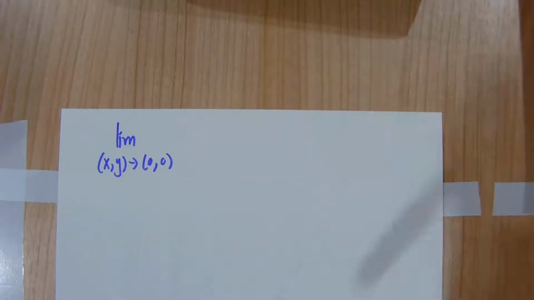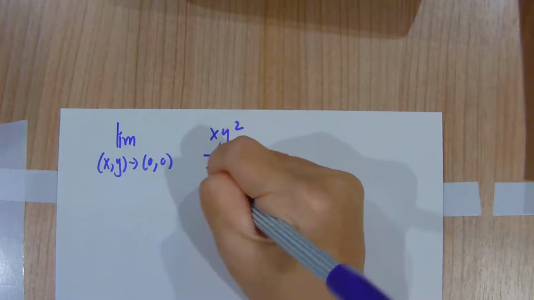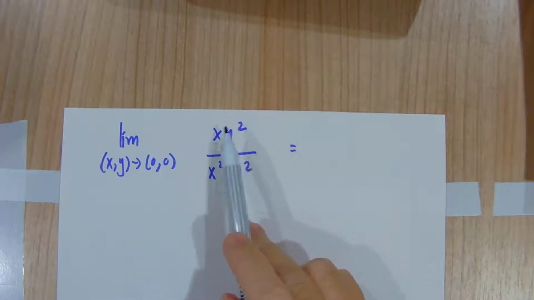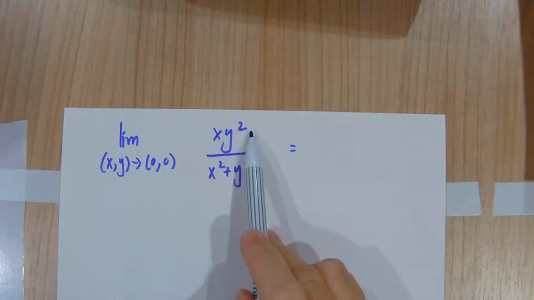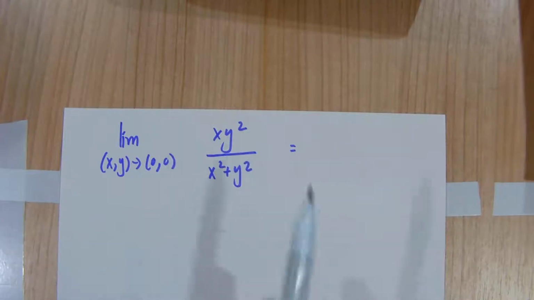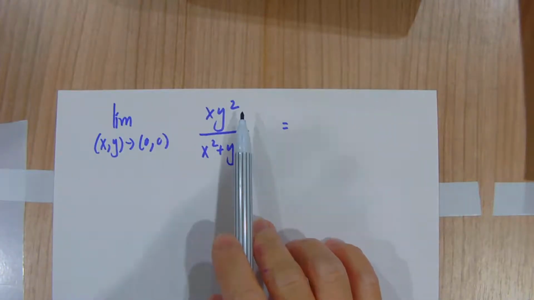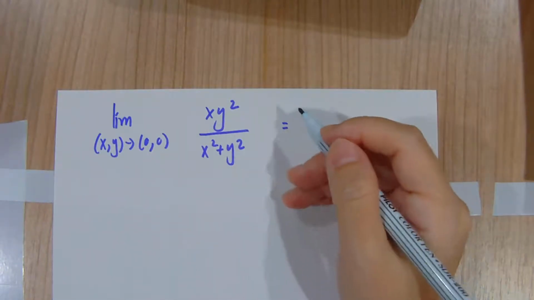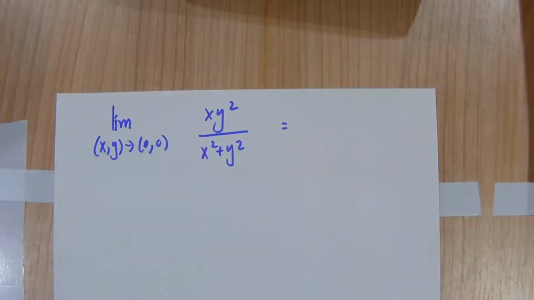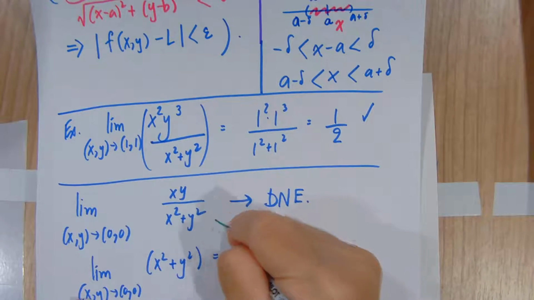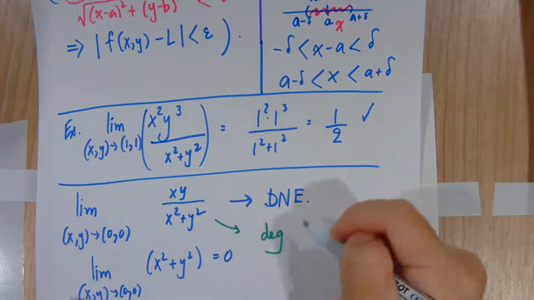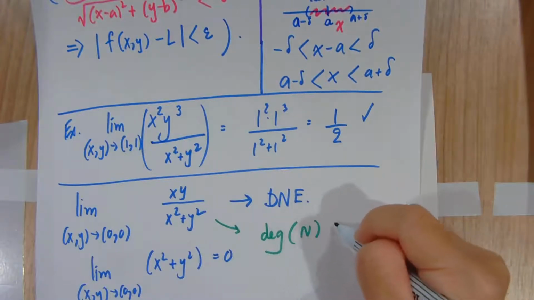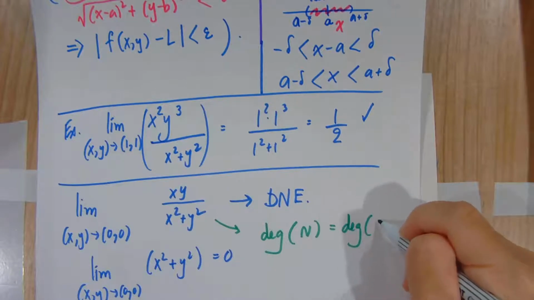x y squared over x squared plus y squared. Okay, so let's see. The highest degree of the top term is 1 plus 2 equals 3, right? And the highest degree of the bottom term is 2. So the highest degree of the numerator is 3, and the highest degree of the denominator is 2.